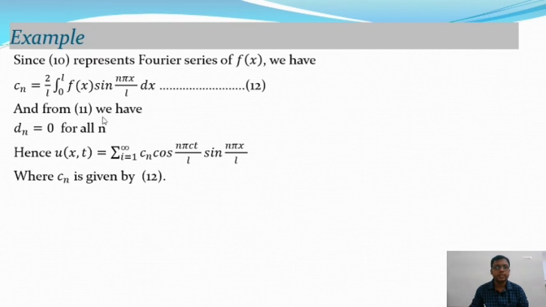And from equation 11 we have Dn is equal to 0 for all n. So therefore the general solution of the given partial differential equation is u(x, t) is equal to the summation over n = 1 to infinity of Cn cos(nπct/L) into sin(nπx/L), where Cn is given by equation 12, the Fourier series coefficient of the function f(x), that is 2/L into integration over 0 to L of f(x) sin(nπx/L) dx.